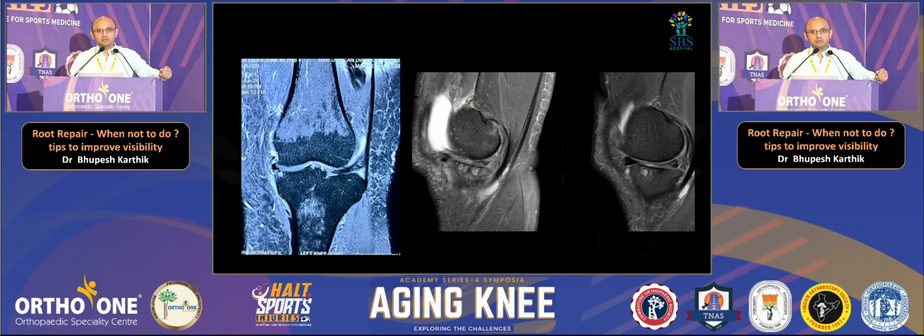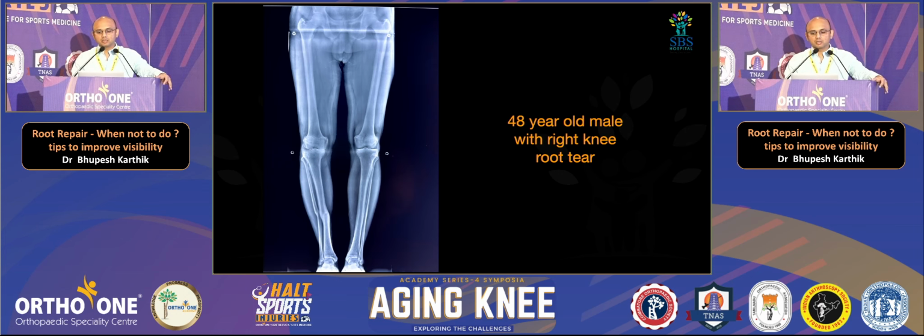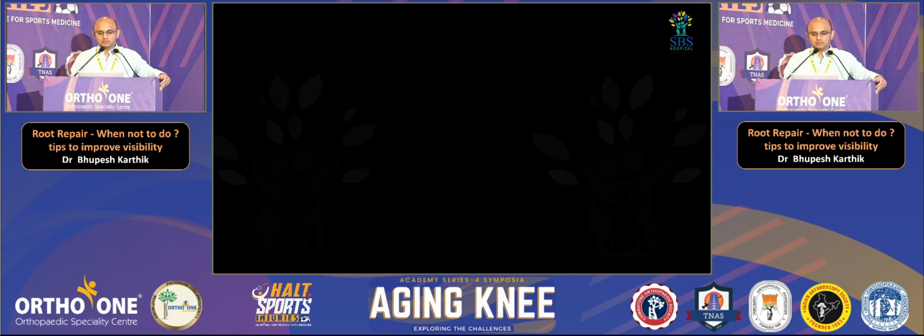Now, these kinds of MRIs, again, poor tissue quality, subchondral cyst, meniscus completely extruded out, these are again contraindications. Another contraindication is limb deformities. Whenever a patient has limb deformities like this, going in and doing a root repair does not make sense.